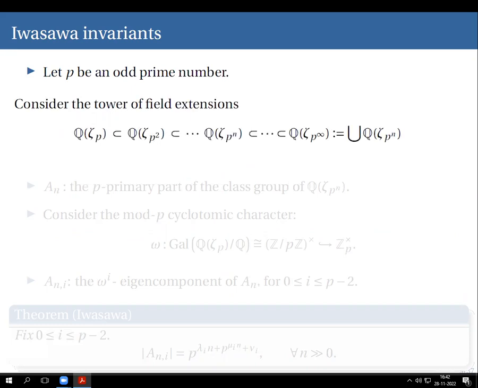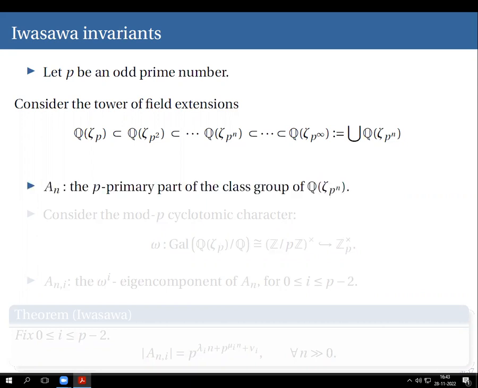So earlier on, I just fixed this one number field, Q zeta P, and I wanted to study the P class group of Q zeta P. But in Iwasawa theory, what we like to do is look at Q zeta P squared, Q zeta P cubed, and so on, Q zeta P to the n, and you can look at all of them. So you just take the union of all these Q zeta P to the n. That's Q zeta P infinity.